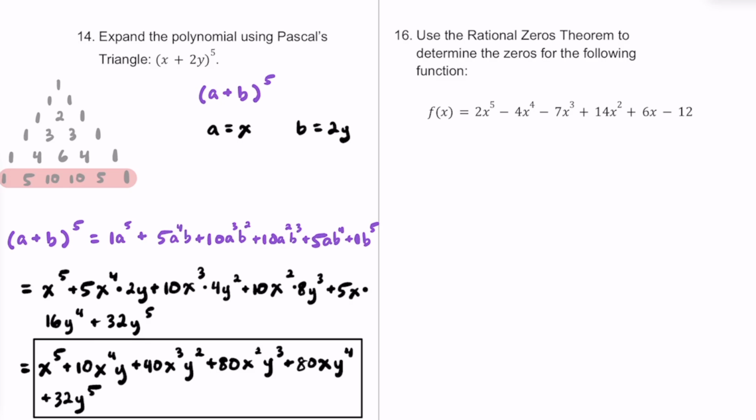Again, if you want to go ahead and try and just FOIL it out over and over and over again and see if you get the same thing, that's fine. Or you can practice using Pascal's triangle. And I tried to be as clear with writing out the work as possible, but if you get pretty good with your exponent rules, you can do it much faster.